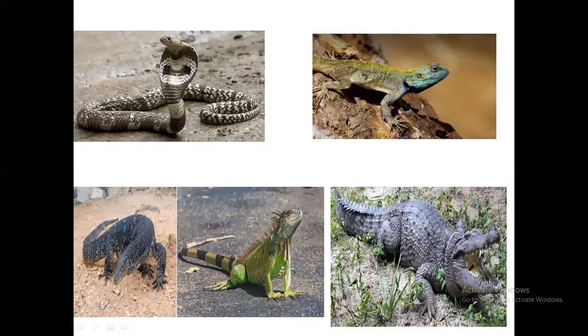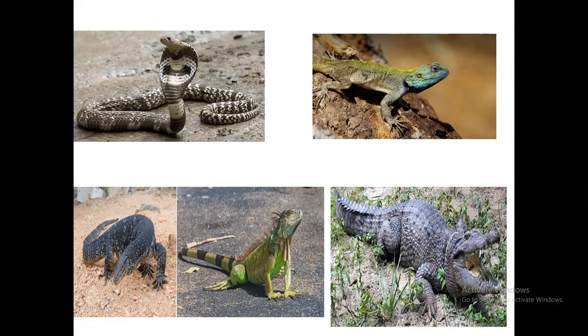They have a dry skin with scales, right? No glands are present. Amphibians have glands and a wet skin, but these ones don't have glands in the skin, so they have a dry skin, right? And they have scales also.